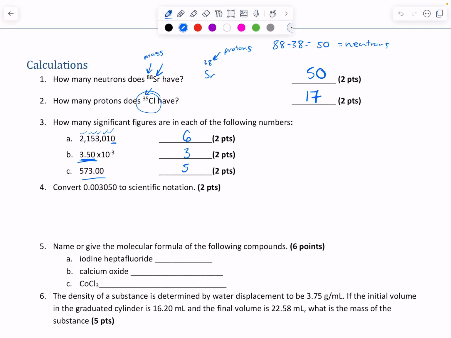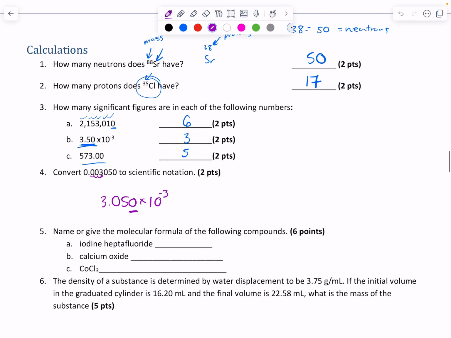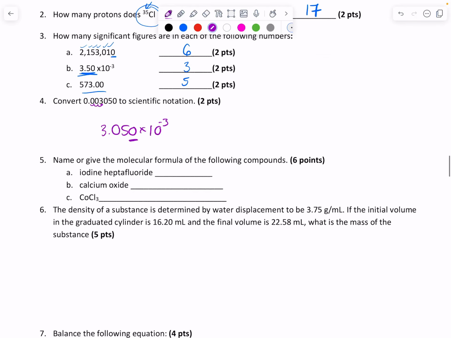This next one, when we convert this to scientific notation, we move it 1, 2, 3 over to the right, making it 3.050 times 10 to the minus 3. That zero is significant because it is a trailing zero after a decimal, so therefore I must include it in scientific notation. Now to naming, the bane of your existence, I often find.